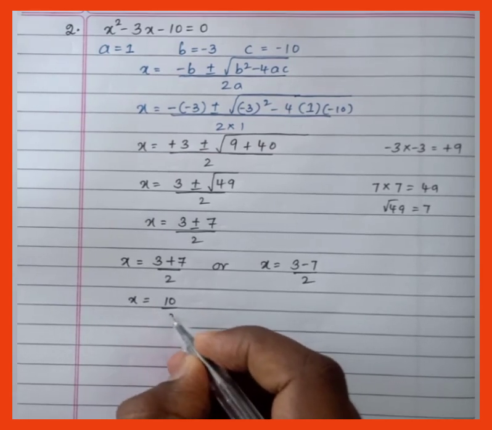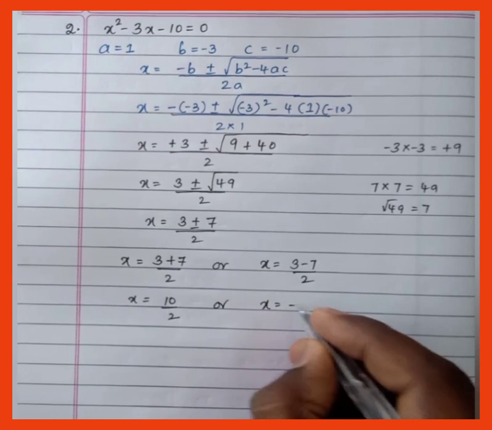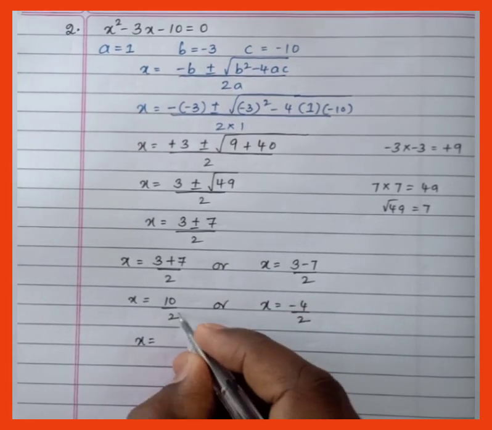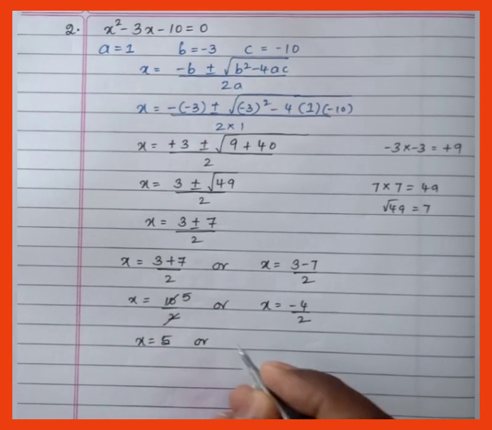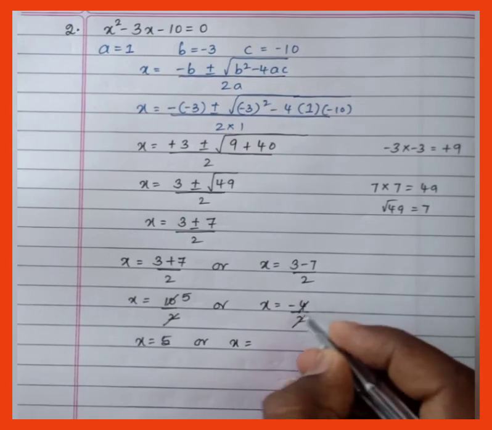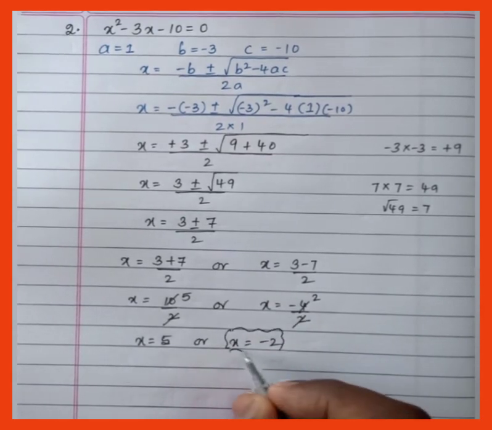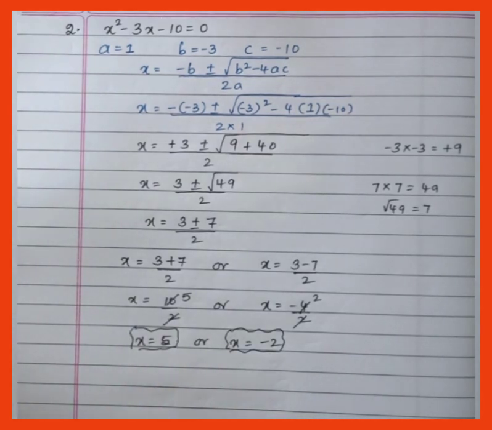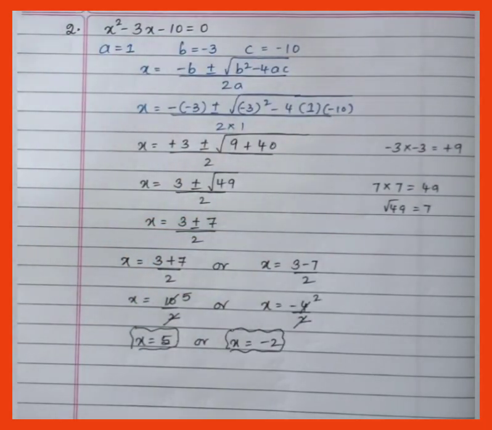Therefore, 3 plus 7 is 10 divided by 2 and x equals 3 minus 7 is minus 4 divided by 2. So, x equals 10 divided by 2, we get 5. Now, x equals minus 4 divided by 2, we get x equals minus 2. Therefore, the solutions are x equals 5 and x equals minus 2. These are the solutions for the quadratic equation x square minus 3x minus 10 equals 0.